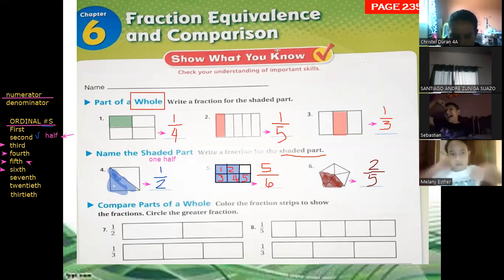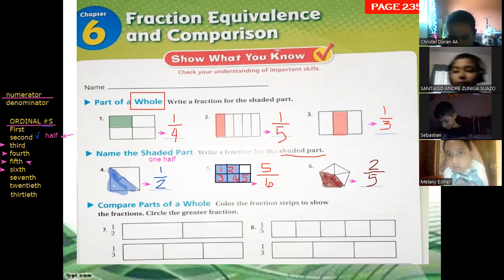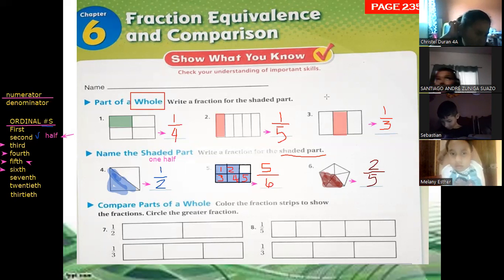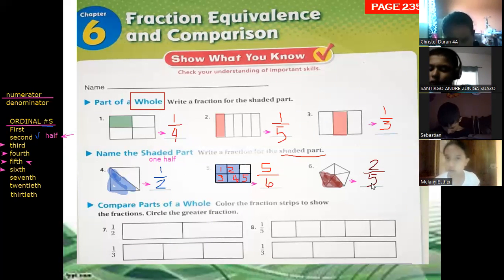1, 4, 1 what? Quickly, the next one. 1 and 5. No, I already corrected one student that says 1 and 5 and 6. No, it's not 5 and. Eliminate the and.